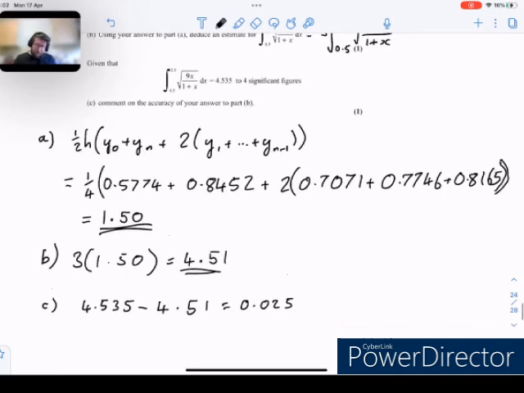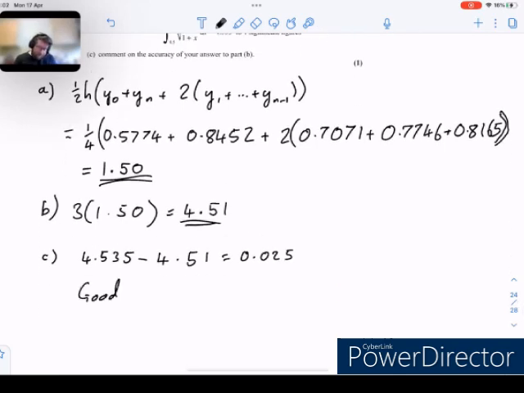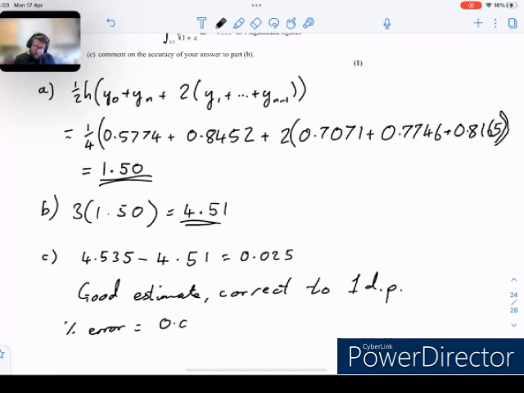So what do we say here? Well, it's a good estimate. Correct to 1 decimal place. I don't know if it wants the percentage error. I don't think they do, but that's 0.025 out of the original value, which is 0.6% error.